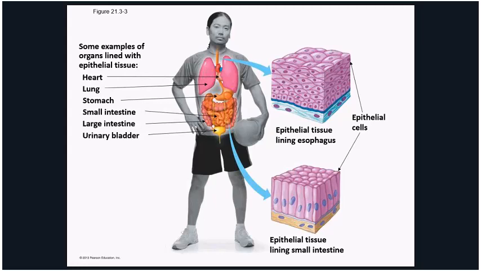Also, epithelial tissue covers our body, like our skin. It gets a lot of damage from UV rays and exposure to our environment, so it needs to be able to heal and replenish quickly. So this is a very widespread tissue in our body.